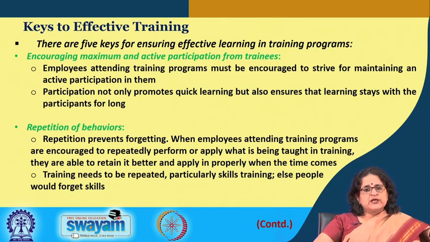And so, in this way, the company would be able to ensure that it has a sales team which is well equipped with KSAs and can perform well on the job, in the market, with the customers, with the clients, with the channel members, etc. So, what are the different keys for ensuring that effective learning has taken place? One is to encourage maximum participation and active participation from the trainees.